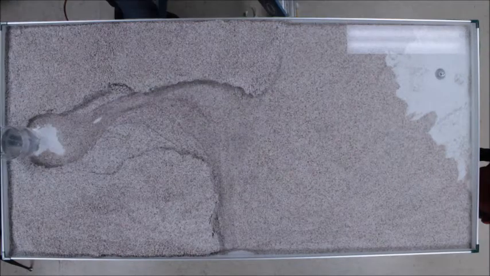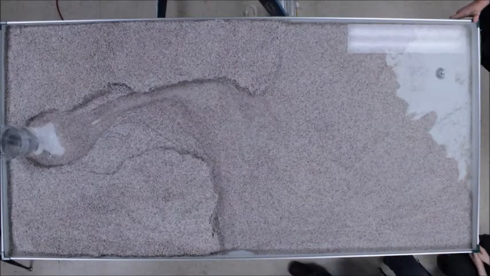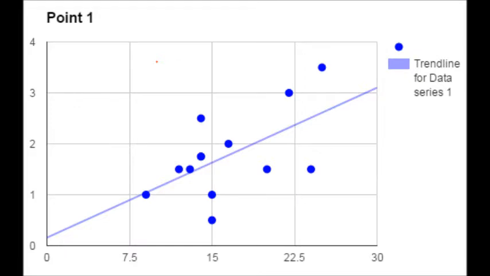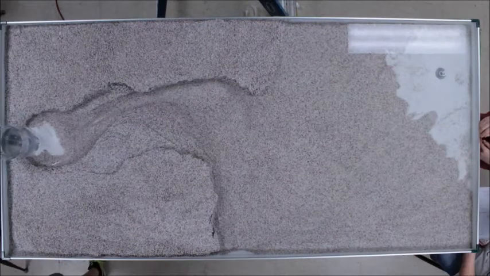The delta got bigger because the river got bigger, which you can tell by the information on these graphs. The rivers got wider, and the sediment and water had more space to flow into the delta. The delta slowed down after each test because of the sediment in the stream.